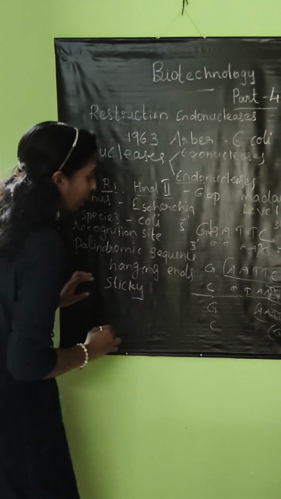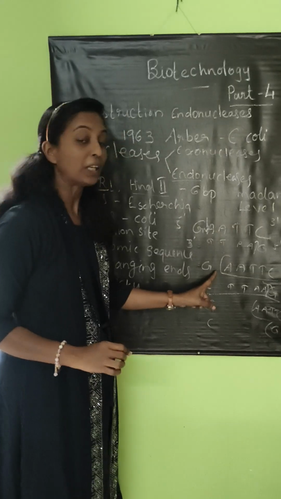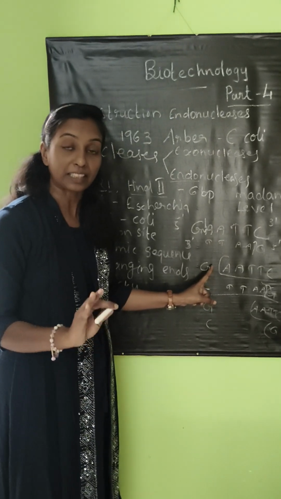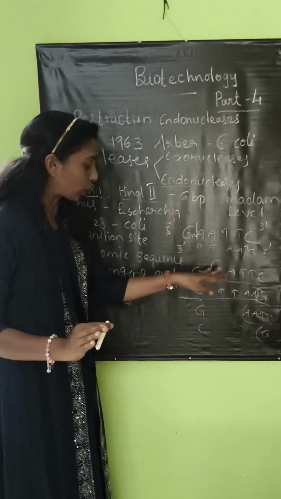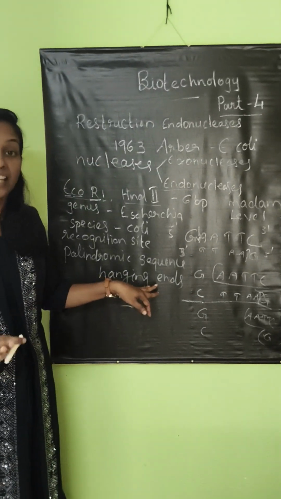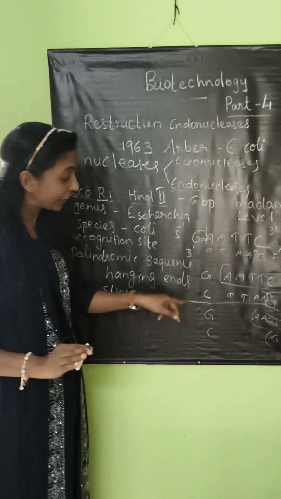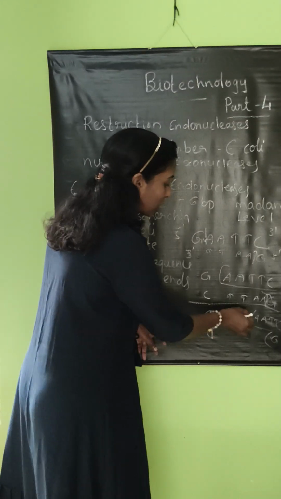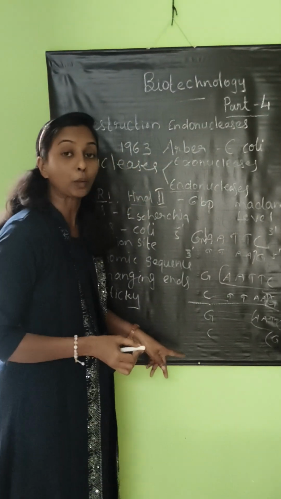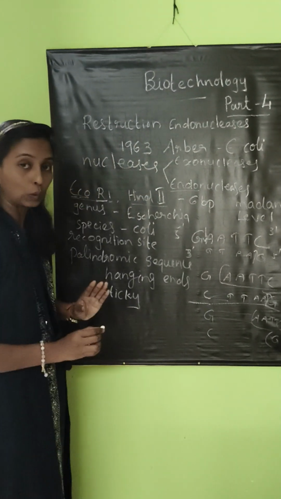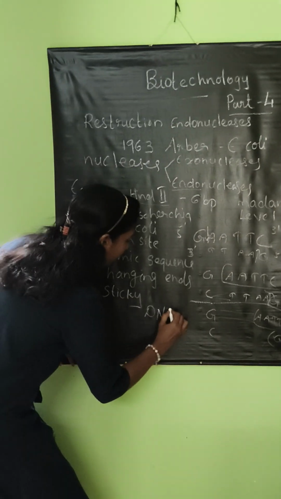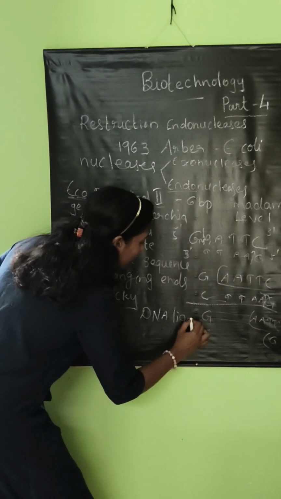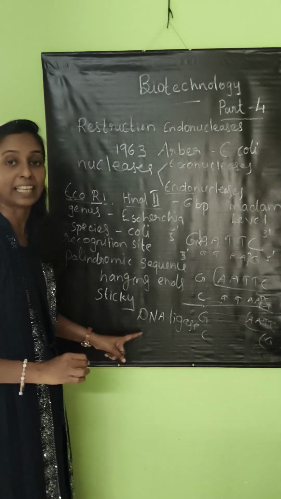So by the help of the restriction enzyme, we can cut in the particular sequence, and we will get the hanging ends, called sticky ends. Later, the sticky ends can be joined by the help of the molecular glue, which is called DNA ligase.